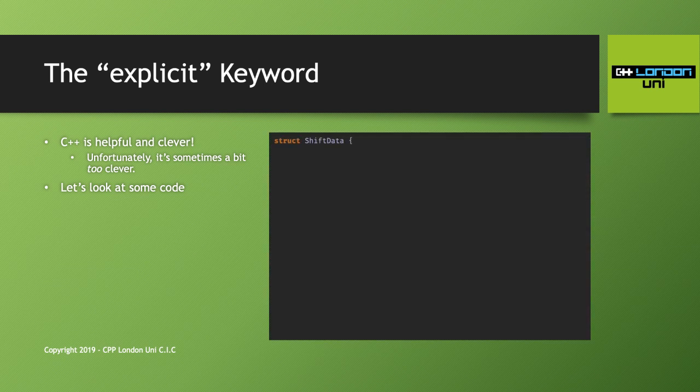So I made a struct which I'm calling shift data. The contents of this struct are not important, so I've abbreviated it somewhat. It takes a const char star. That's all you need to know. It doesn't technically do anything, but pretend that all you know is this thing takes this argument. It's not important. And then we've got a function called launch the nukes.